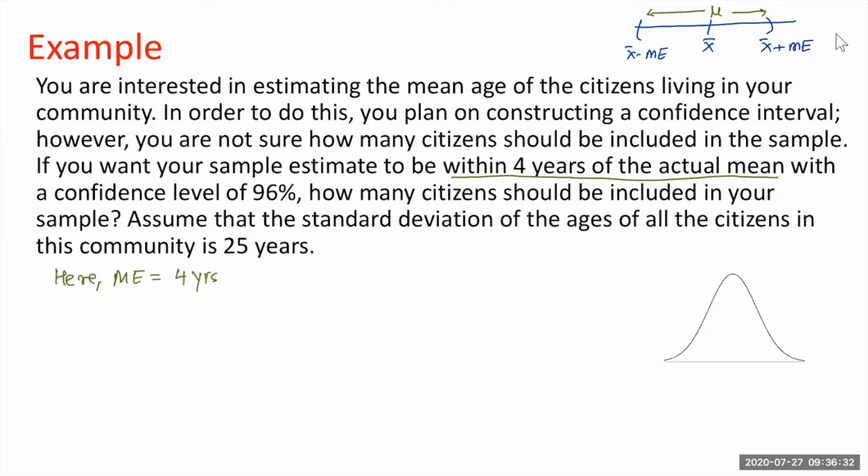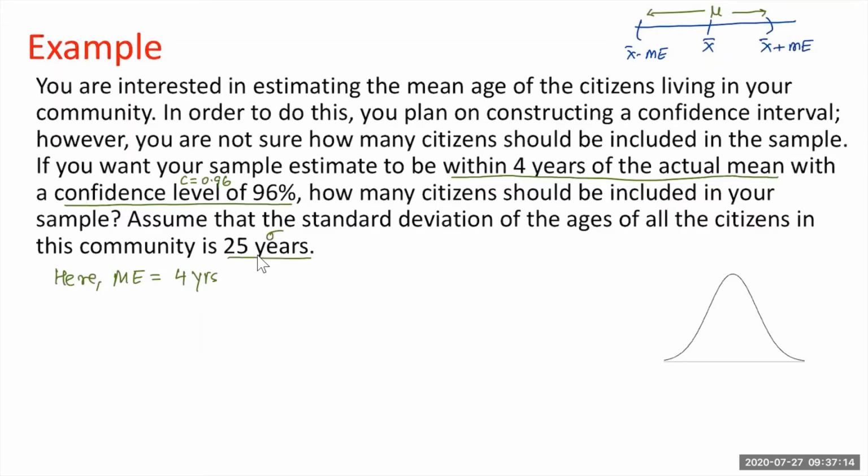You want the true mean to be within 4 years of the actual mean, so that is mean plus 4 years and mean minus 4 years. That is your margin of error, with a confidence level of 96%. A confidence level of 96% means the area in the middle of your normal distribution will be 0.96, so C is equal to 0.96. How many citizens should be included in your sample? So we want the sample size. And they have given the standard deviation of all citizens. When we say all citizens, that is the population standard deviation, which is 25 years.